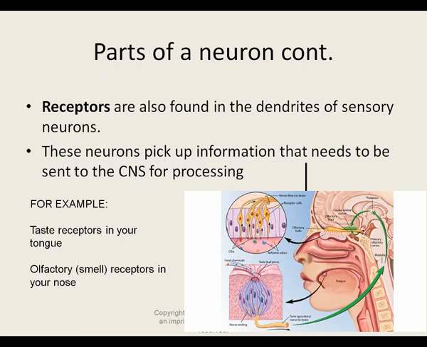There are also little receptors on the surface of your tongue, and these receptors are buried in the dendrites of neurons that are found in the tongue. And these neurons pick up taste information from the food that you're eating or from whatever you have in your mouth. And that taste information then is sent to the brain. So receptors are found in the dendrites of sensory neurons, like taste receptors in your tongue and olfactory receptors in your nose.